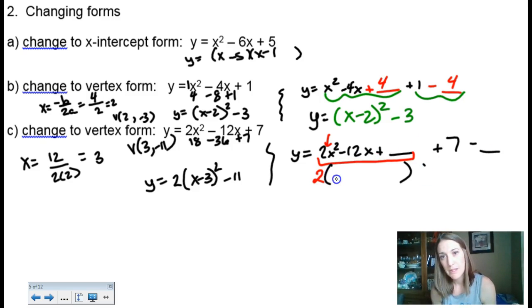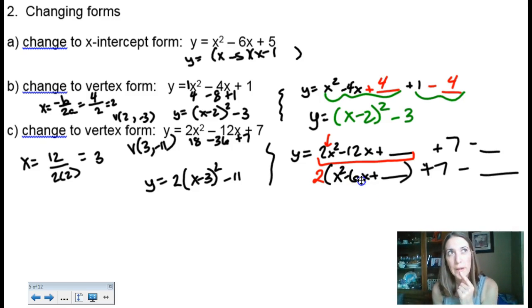Okay. So this becomes now x squared minus 6x plus something plus 7 minus something. All right, so let's figure out what goes in that blank. Half of negative 6 squared would be a 9. But you're not going to subtract 9 over there. This is really an 18. We're subtracting an 18 right there.